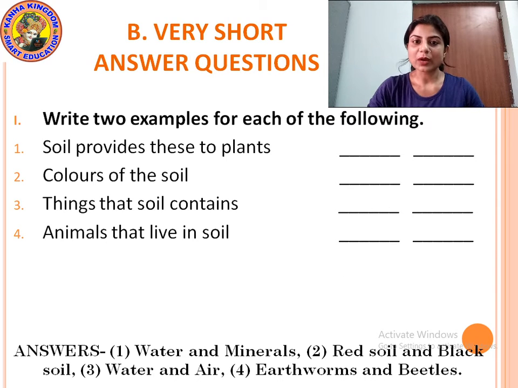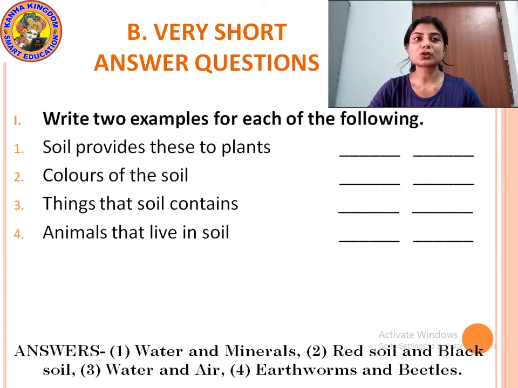Now students, our next question is very short answer questions. Question number 1. Write 2 examples for each of the following. Number 1, soil provides these 2 to plants. What does soil provide to plants? Soil provides water and minerals. W-A-T-E-R, water, and M-I-N-E-R-A-L-S, minerals. Soil provides water and minerals to the plants.